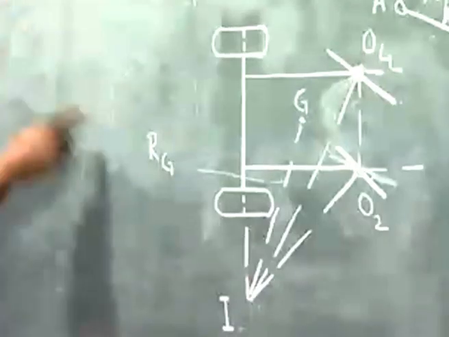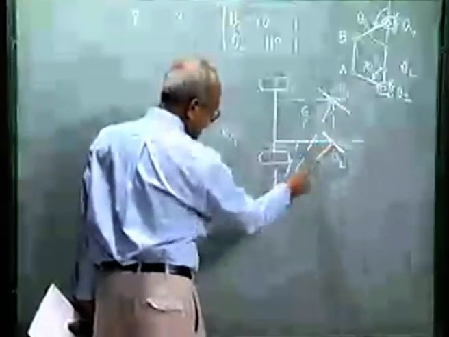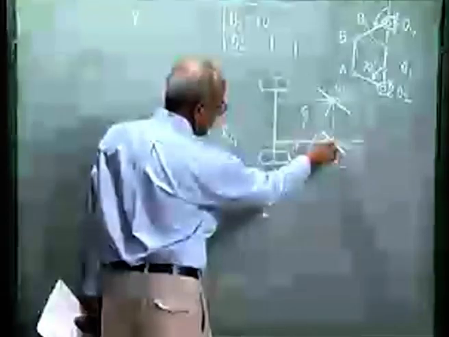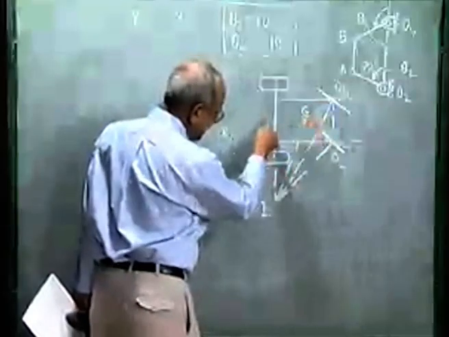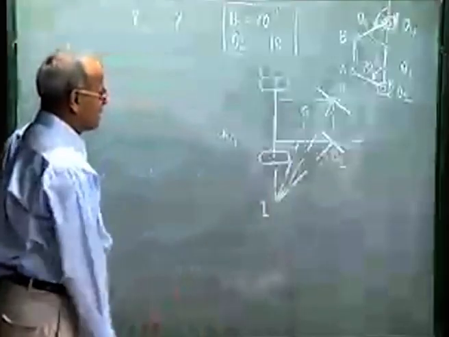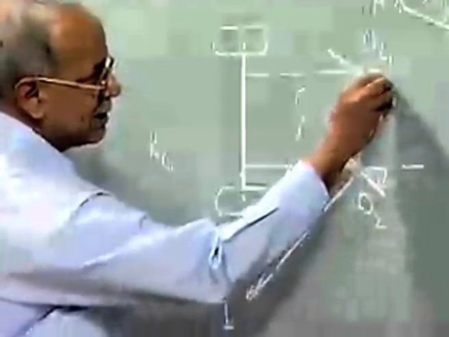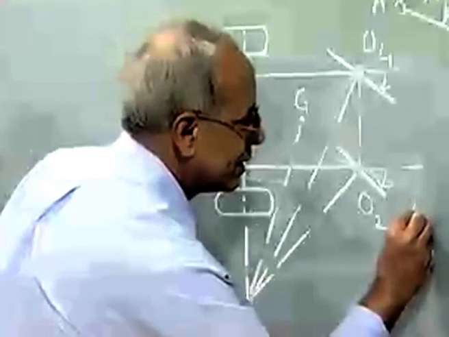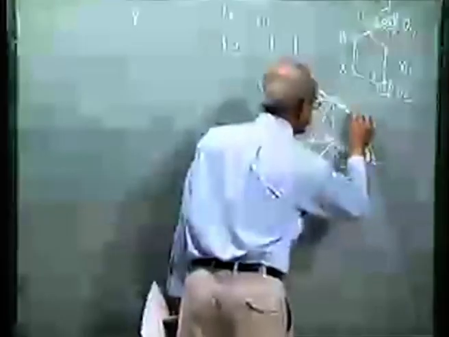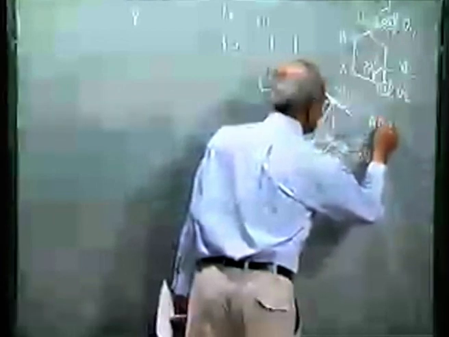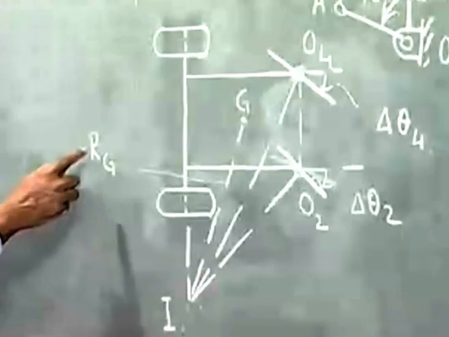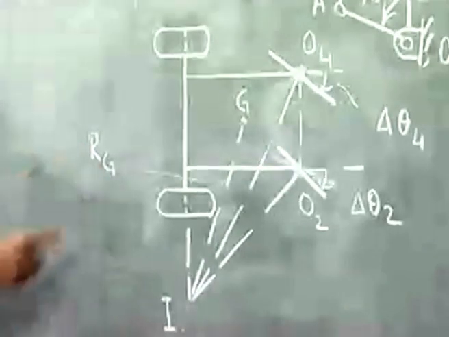The question is, what value of Rg this requirement, the steering requirement, that is all the perpendiculars to the wheel axis intersect at one point. This is the perfect steering condition. So what is this rotation and what is this rotation? This I will call, say, delta theta 2 and this I will call delta theta 4. To find the accuracy point, that is the value of Rg for which the perfect steering action will be satisfied, we proceed as follows.